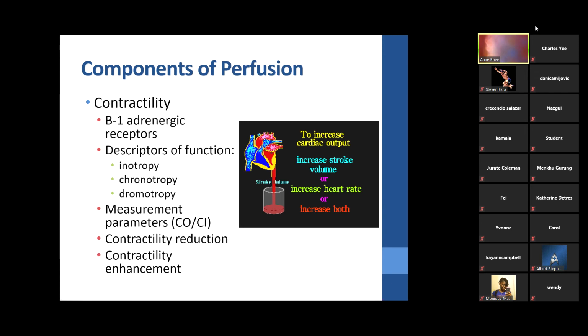Then in terms of other medications that you might see for contractility enhancement, you may see an older drug, Dobutrex or dobutamine, and a newer drug called Primacor. Both of those are continuous IV.